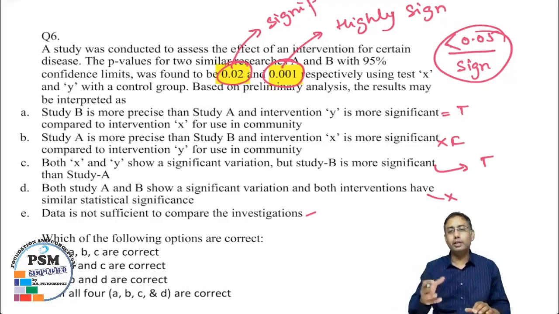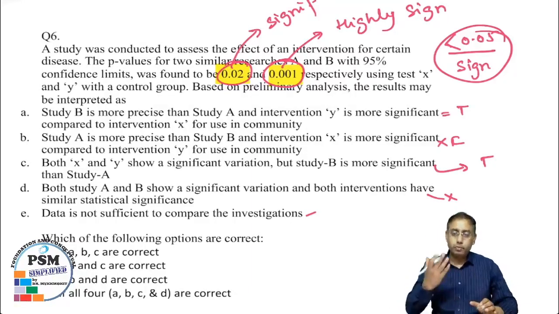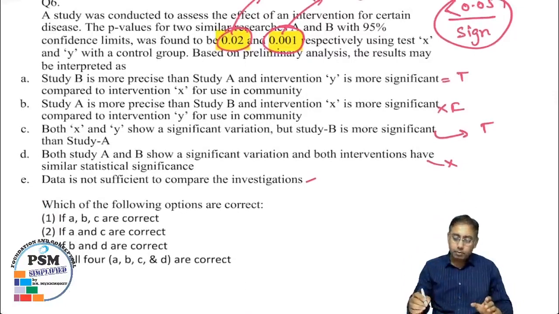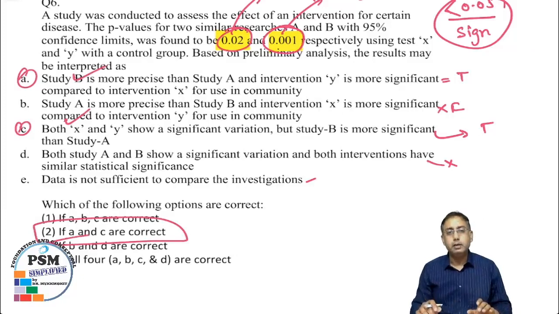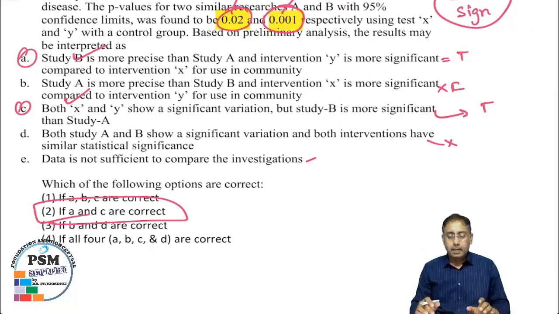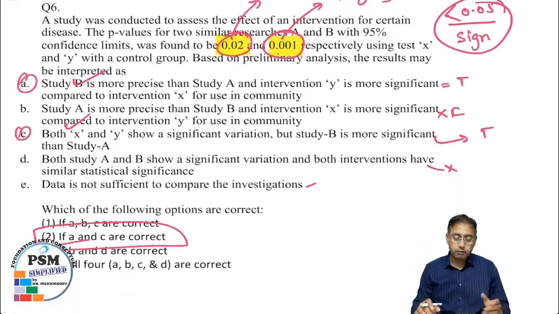The question wanted to test whether you understand the p-values, yes or no. So yes, we do understand the p-values. I would like to mark A and C as my correct options. So we have that answer over here. A and C both are correct. That's what we can mark in this question for the exam.